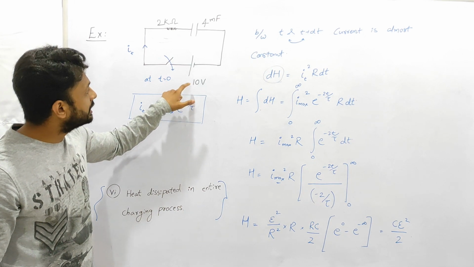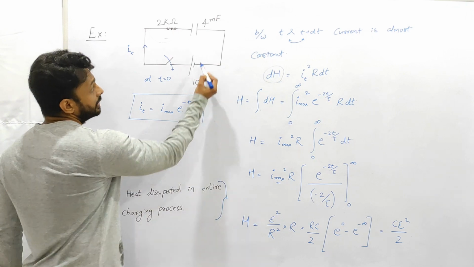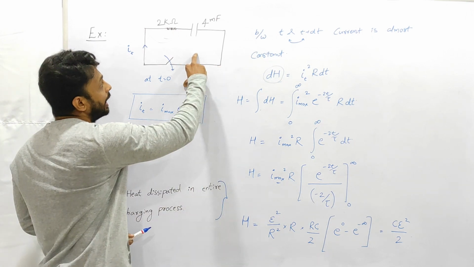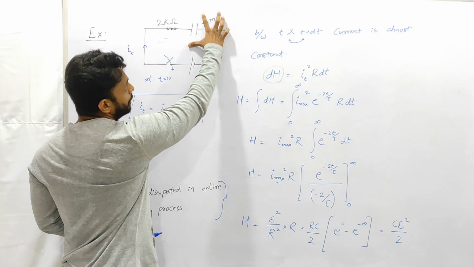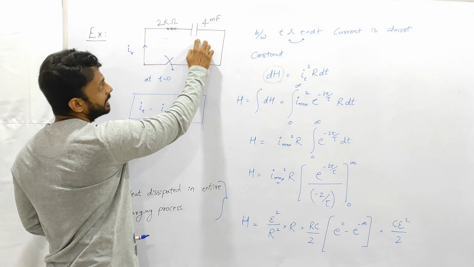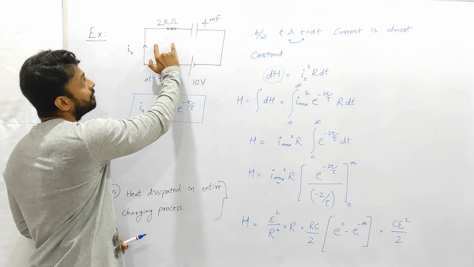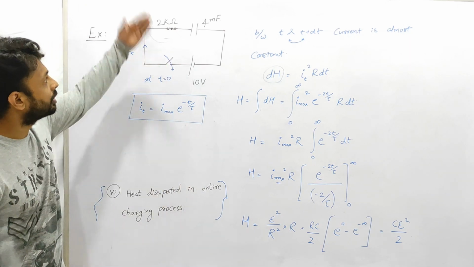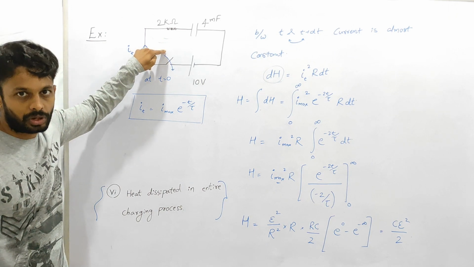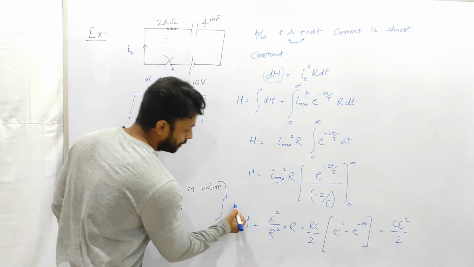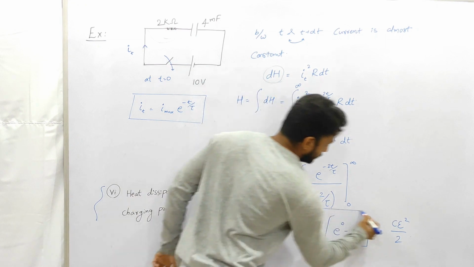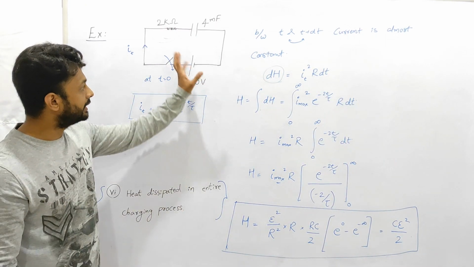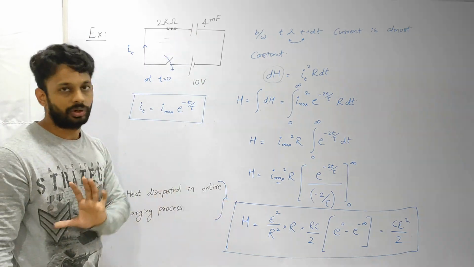And if you observe clearly, the work done by the battery comes out to be CE square, and half of that work done by the battery is stored here in the capacitor, and the remaining half of the energy is dissipated in the resistor. On the energy basis also the same question can be solved. Okay, so using this, I square R dt, integrating from 0 to infinity, this is what we got.